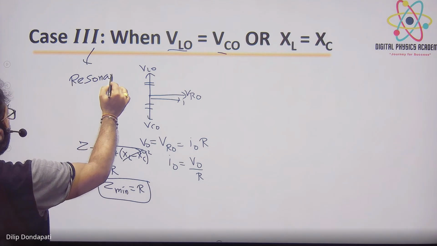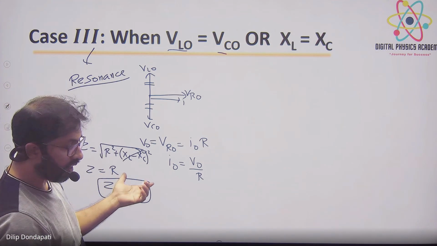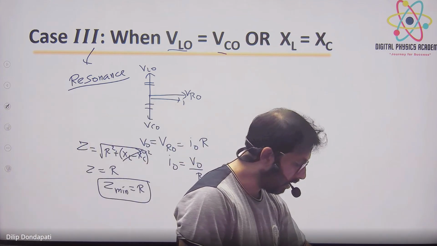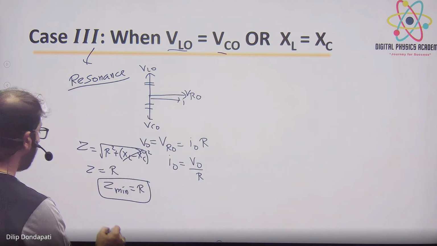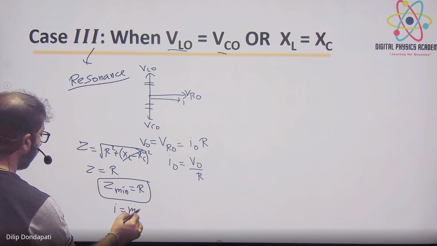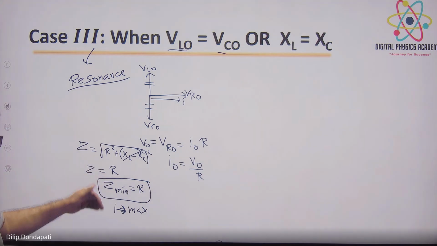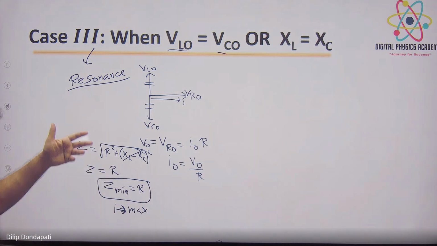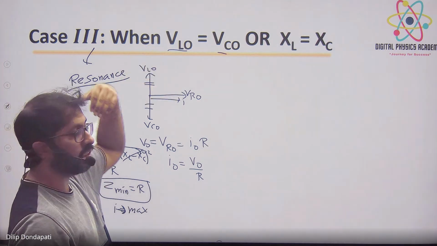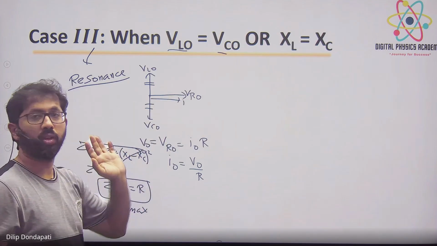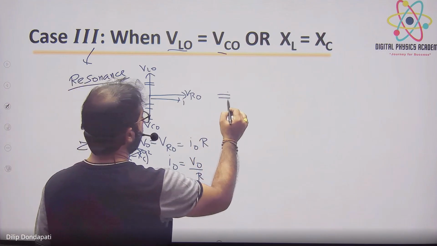Resonance में क्या होगा? Impedance will be very very less. If impedance is very very less, current क्या होगा? Current will be maximum. I is maximum, because V naught by Z, right? Z is minimum means current is maximum. मतलब at resonance में current is maximum. Current flowing in the circuit is maximum. That is called resonance. When XL is equal to XC, इसका impedance ड्रा किया तो कैसा आएगा?